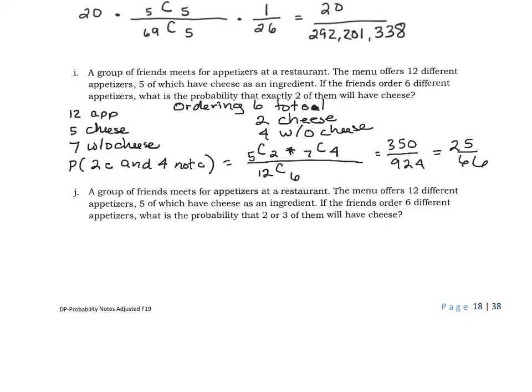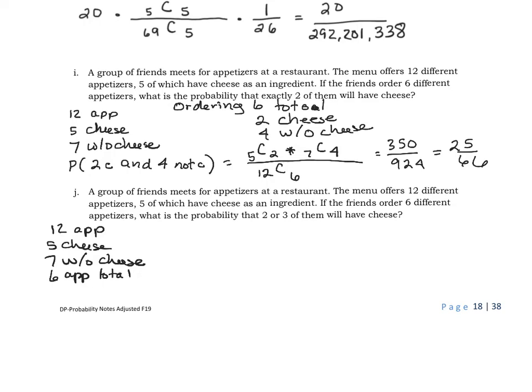J, a group of friends meets for appetizers at a restaurant. Starting to sound like the same. The menu offers 12 appetizers, 5 of which have cheese as an ingredient. So we have 7 without cheese. If the friends order 6 different appetizers, that's still the same here. We want 6 appetizers total.